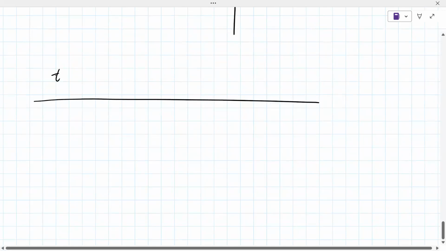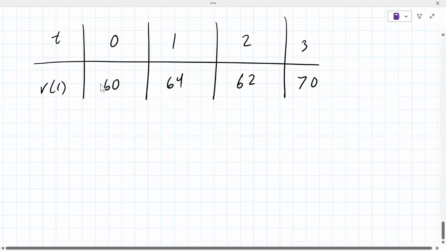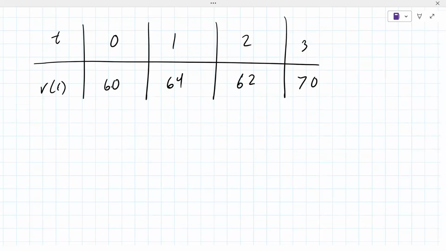I'll just show you this last thing. They'll give you something like T and V of T, and they'll say 0, 1, 2, and 3. And I'll say, I don't know, 60, 64, 62, and 70. And they could ask you to do all the same things we've been doing here. Basically, they're asking you to integrate V of T from 0 to 3, but it's a table now. Did you guys see any problems like that in class? No, we haven't. Do you want me to proceed? Yeah, because I feel like this is something that he would put on the test.